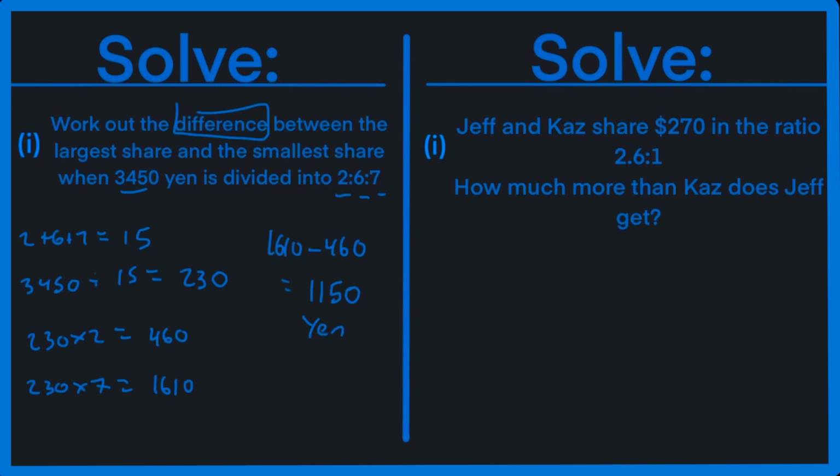So for our final question today, we're given that Jeff and Kaz share $270 in the ratio 2.6 to 1. How much more than Kaz does Jeff get? So 2.6 plus 1 is 3.6. 270 divided by 3.6, which is 75. Then we multiply up. So 75 times 2.6, which is 195. And 75 times 1 is 75. So 195 minus 75 is equal to 120.